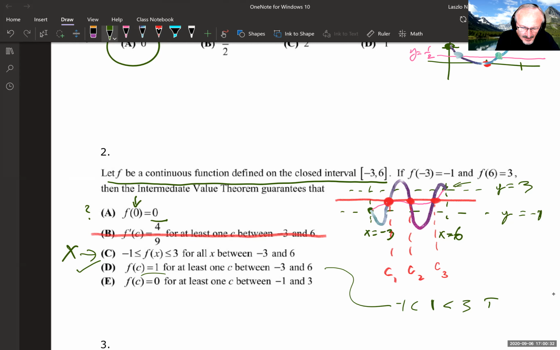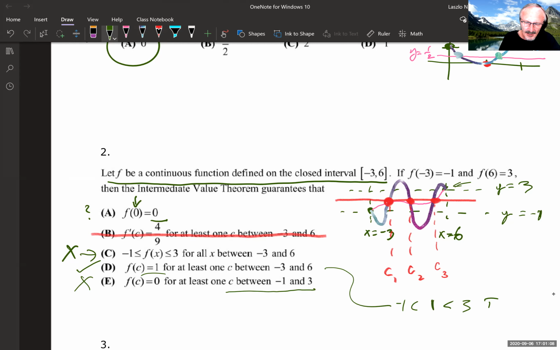But out of curiosity, I'm actually going to go to part E as well. And we have f of c equals 0 for at least one c between, let's see, -1 and 3. And so let's see what we have. F of c equals 1 for at least one c between -3 and 6. That's good. And for at least one c between -1 and 3 here, I think they're trying to trap us. How are they trying to trap us in part E?